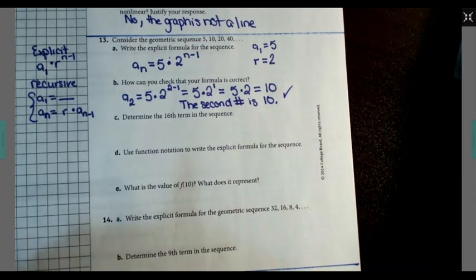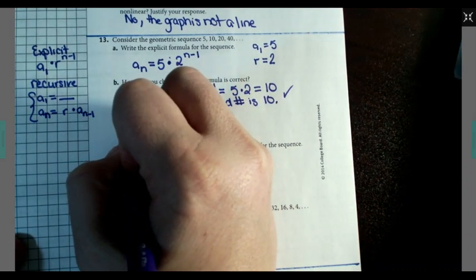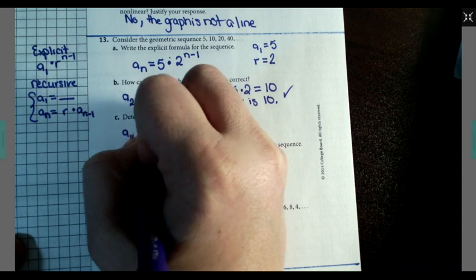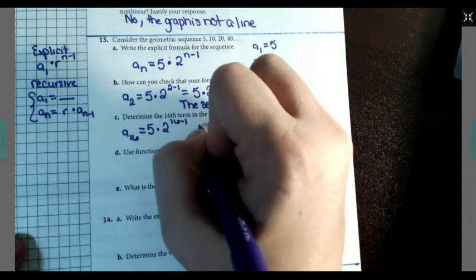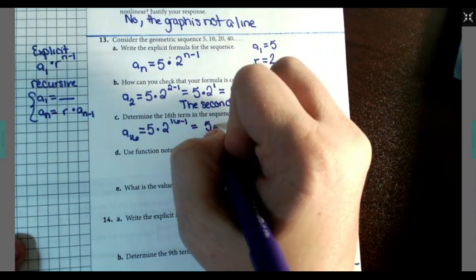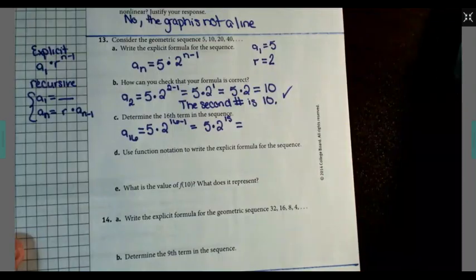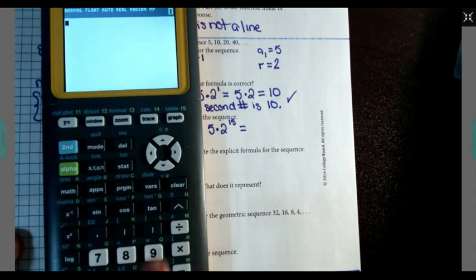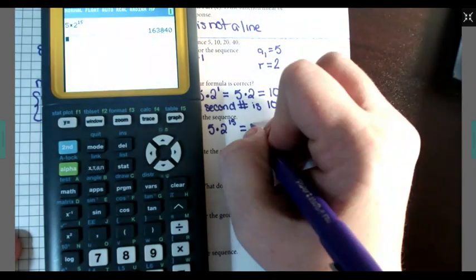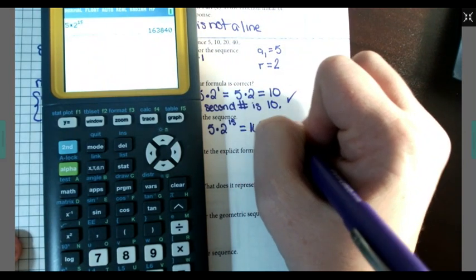Determine the 16th term in the sequence. So I'm going to use my formula. a sub 16 equals 5 times 2 to the 16 minus 1, which is 5 times 2 to the 15th power. I'm going to do this in the calculator. I'm going to clear this off. 5 times 2 to the 15th power. I'm getting 163,840.